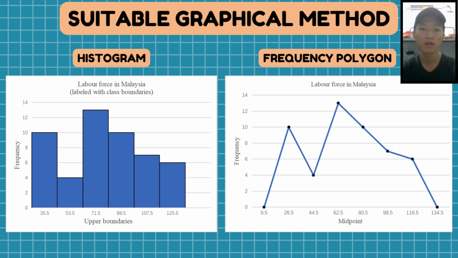For the histogram, on the x-axis we use the upper boundaries, and on the y-axis we use the frequency to develop the histogram graph. And for the frequency polygon, on the x-axis we use the midpoint, and on the y-axis we use the frequency to develop the frequency polygon graph.